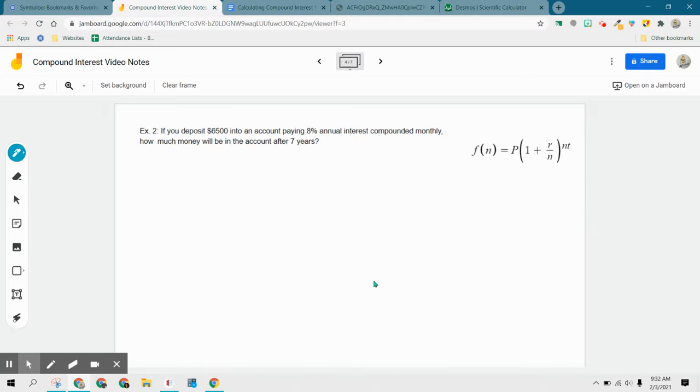All right, let's look at the next example here. Again, we're going to find all these values and plug them into the formula. So we are going to deposit $6,500. Our account pays 8% interest. It's compounded monthly. I'll go ahead and circle all these little important pieces. Compounded monthly. How much will be in the account after 7 years? Pause the video and see if you can write down all of these 4 variables.